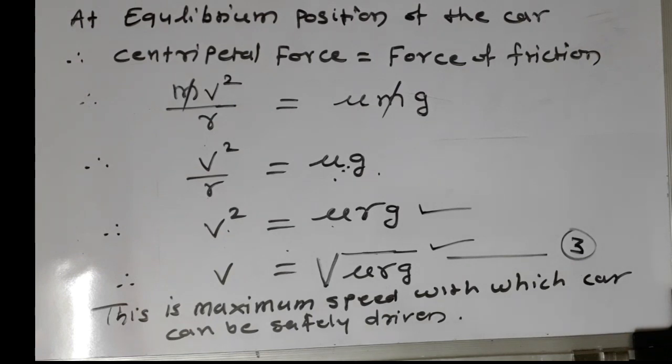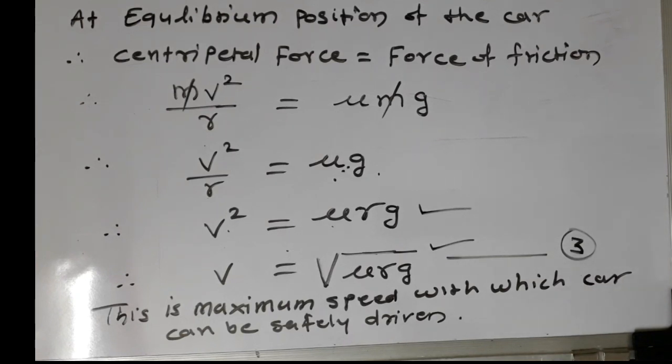In a numerical, you may be asked for the maximum speed of the car, given the coefficient of friction, the radius, and the value of g. Then you can use the formula v equals under root mu rg, which is the maximum speed with which the car can be safely driven. This is the short expression for the banking of roads.